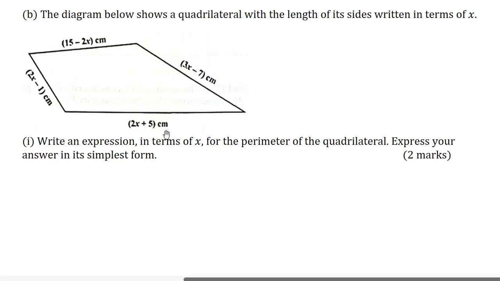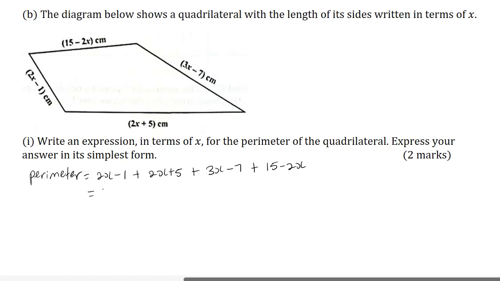So this is the quadrilateral they gave us, and you can see clearly the sides are given in terms of x. Now, we know that the perimeter is the distance around, so the perimeter of this quadrilateral will be the sum of the sides. So we could write here, perimeter is equal to 2x minus 1 plus 2x plus 5 plus 3x minus 7 plus 15 minus 2x.